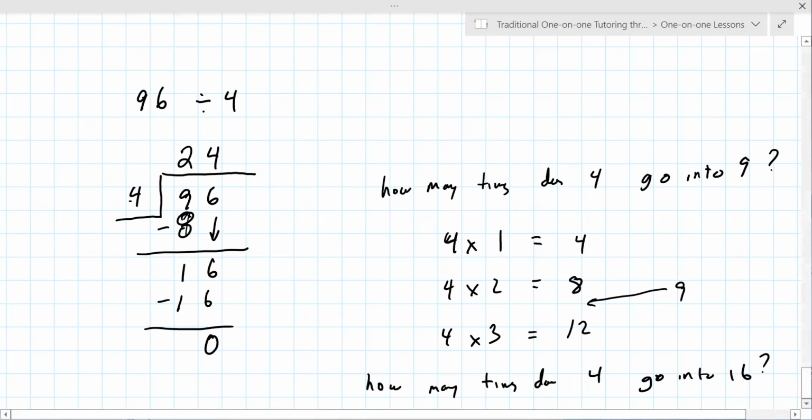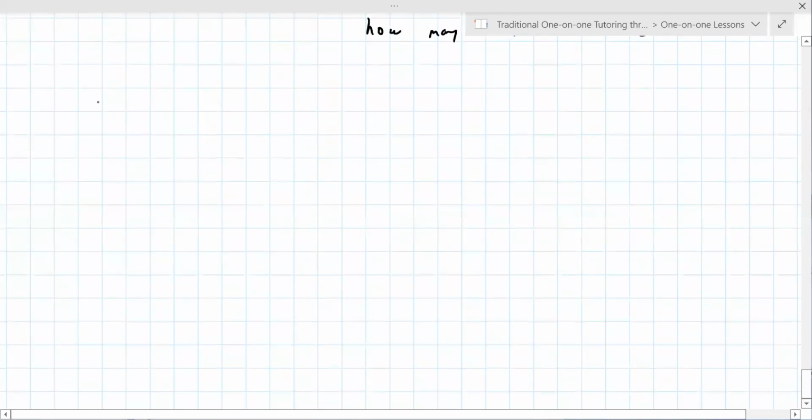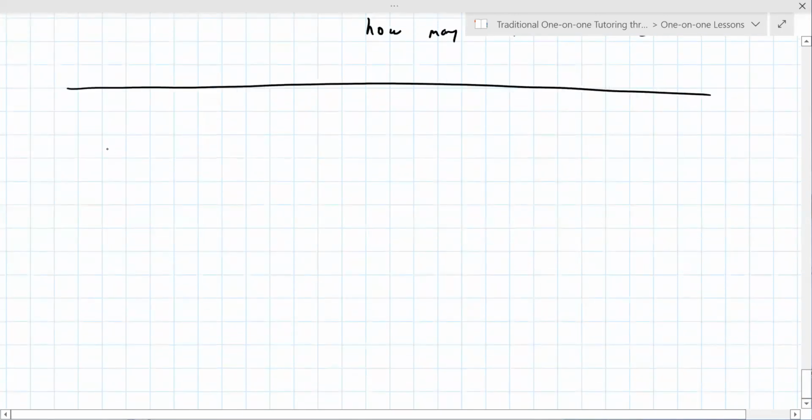Okay, so let's try another one here. Did you get this down in your notes? Yes. Good. Okay, let's keep going here. Let's go 75 divided by 5. Okay, so 5 goes outside the house. 75 goes inside the house.